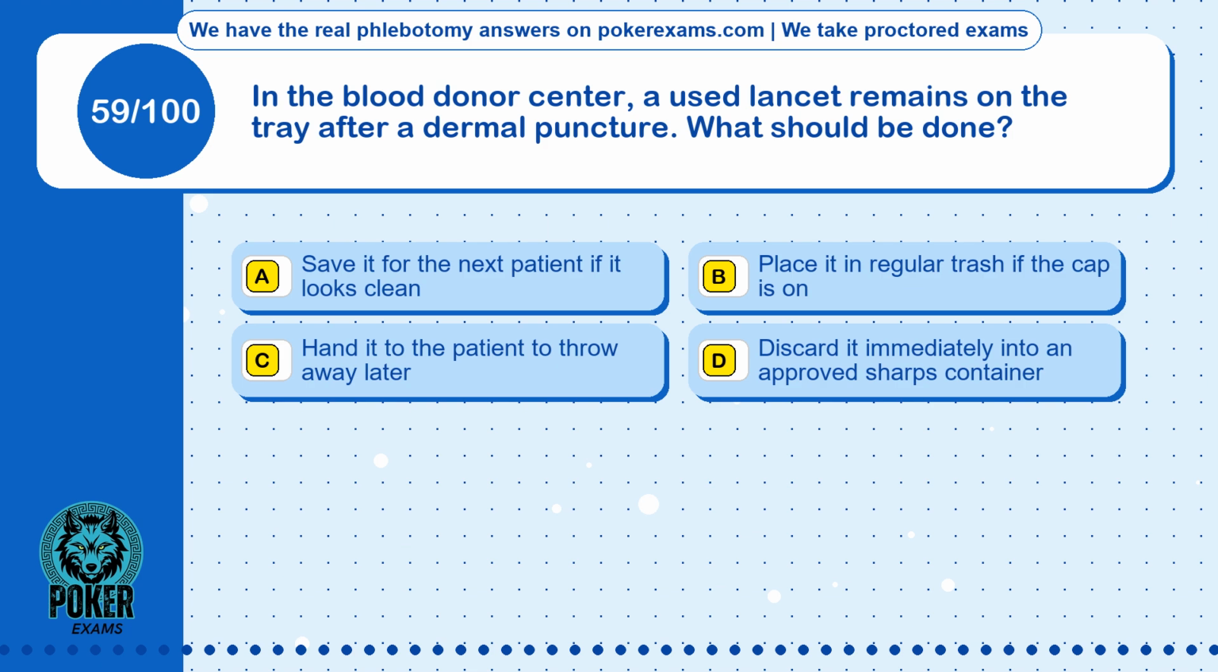Question 59. In the blood donor center, a used lancet remains on the tray after a dermal puncture. What should be done? Option A, save it for the next patient if it looks clean. Option B, place it in regular trash if the cap is on. Option C, hand it to the patient to throw away later. Option D, discard it immediately into an approved sharps container.